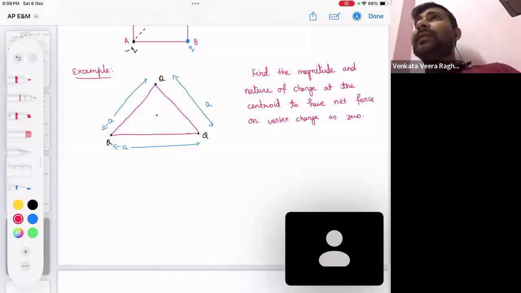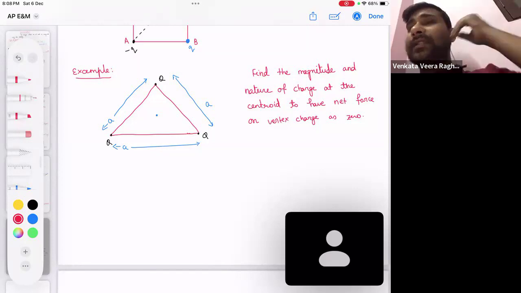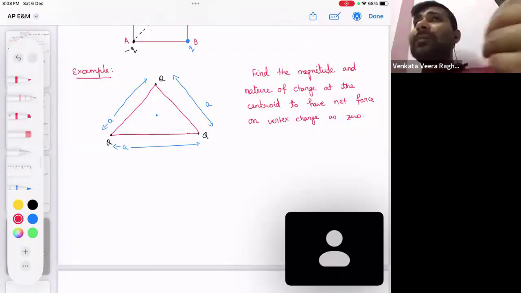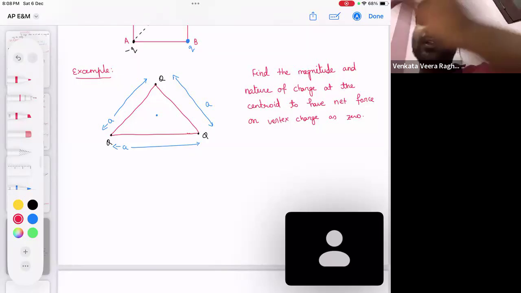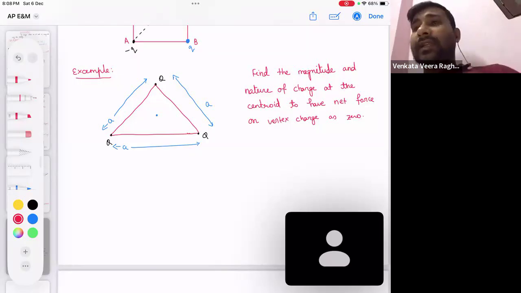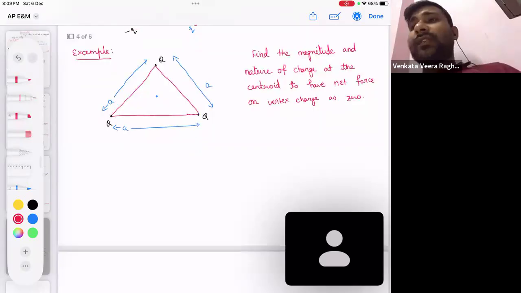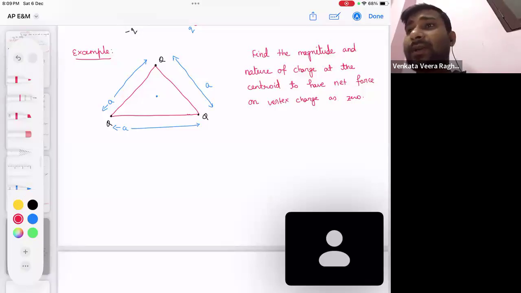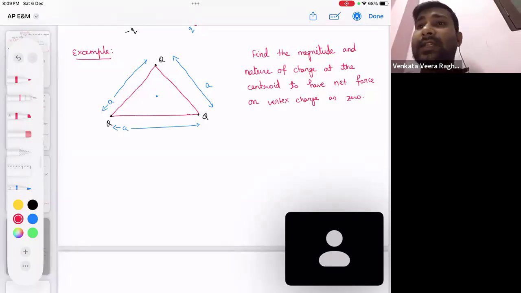Please tell me what the name of that condition is. If the net force acting on a charged particle, or any particle, is zero, it is also called the equilibrium condition, right? So the same question can be asked in such a way: find the magnitude and nature of the charge at the centroid to have the corner charge particles in equilibrium. So what should we do here? Should I assume the charge at the centroid is some Q, which I have to calculate?